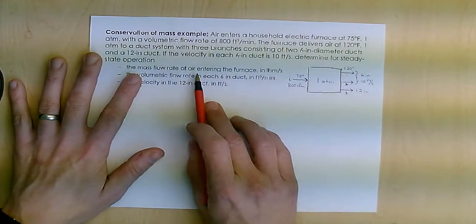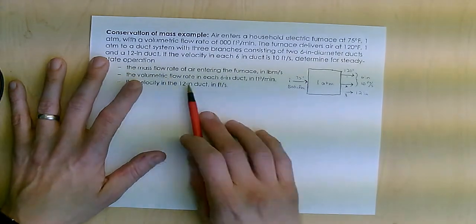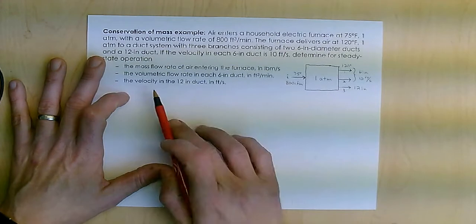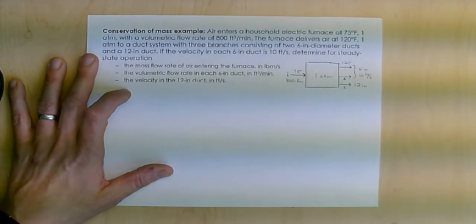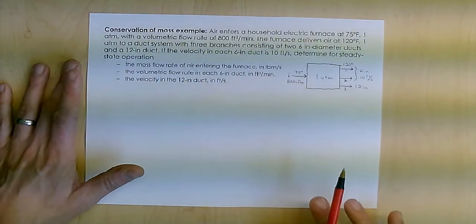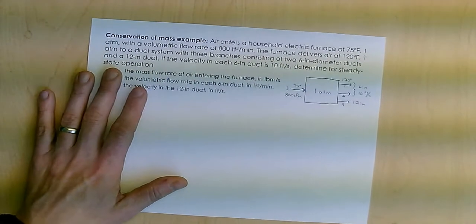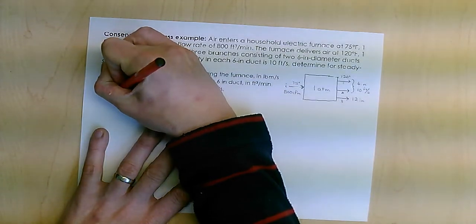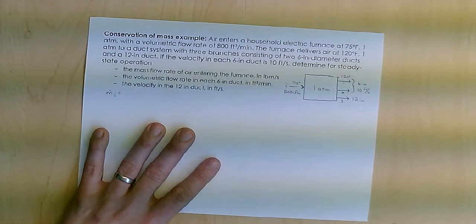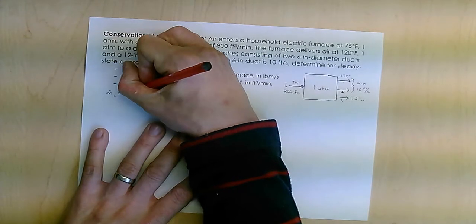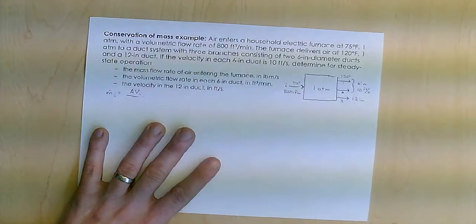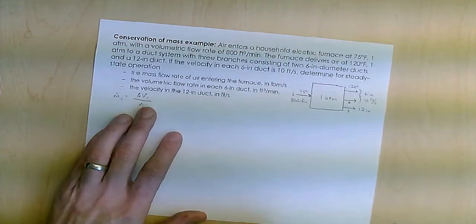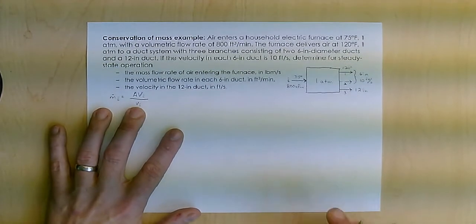Okay, so I want to find the mass flow rate of the inlet. I want to find the volumetric flow of the 6-inch ducts, and then I want to find the velocity in the 12-inch duct. Okay, so I'll start with the mass flow rate of what's coming in. Our definition for mass flow rate of the inlet is going to be the volumetric flow, AV, all over the specific volume of the inlet.